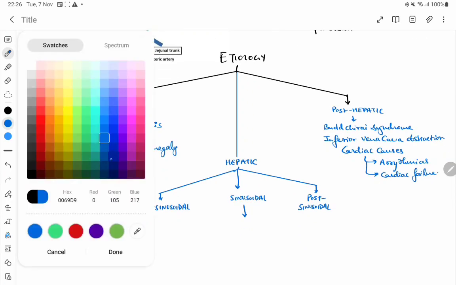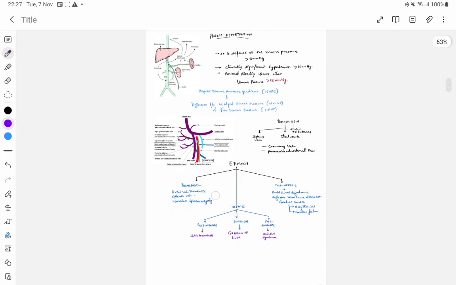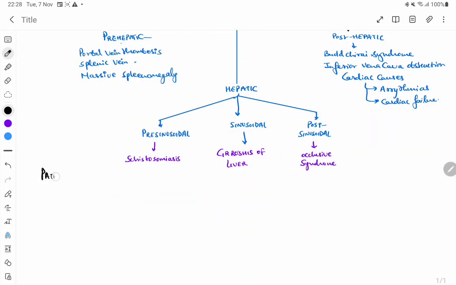Now understanding the sinusoidal causes: cirrhosis of the liver. Pre-sinusoidal causes may be due to schistosomiasis, and post-sinusoidal causes may be due to veno-occlusive syndrome.